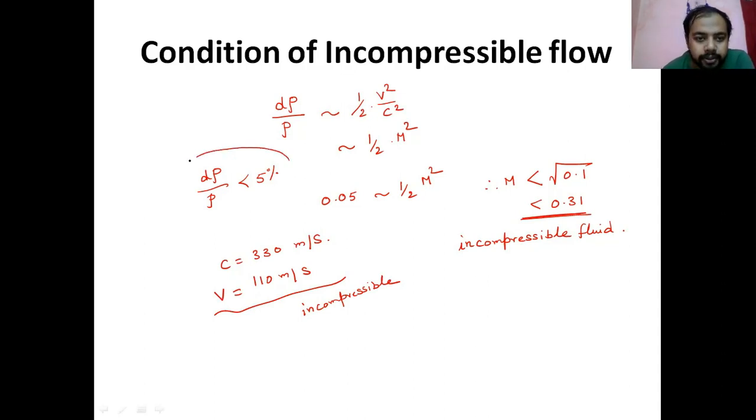So this is the most important thing: the change of density divided by the density should be less than 5%. That is the consideration. And the bulk modulus concept again, in terms of the density, if you are writing it down, you are writing here rho.